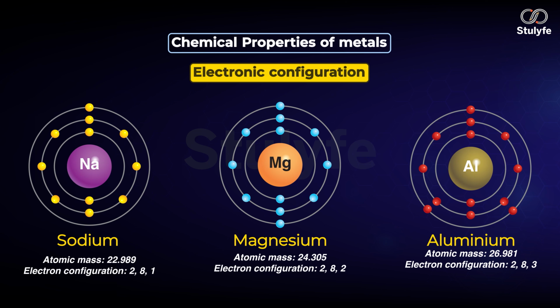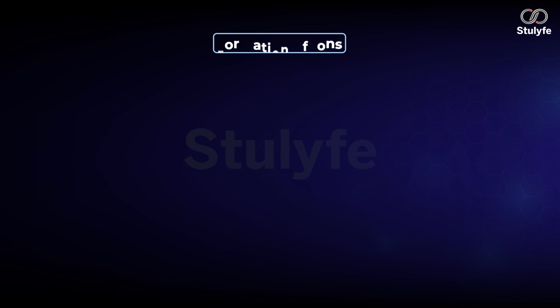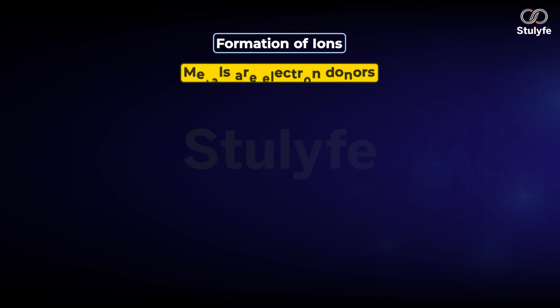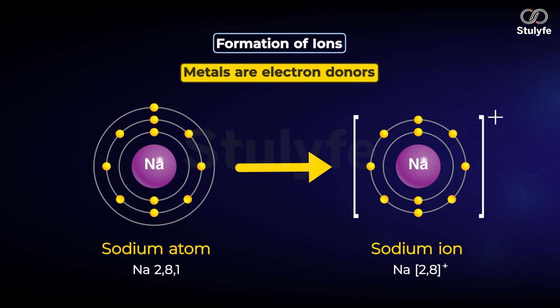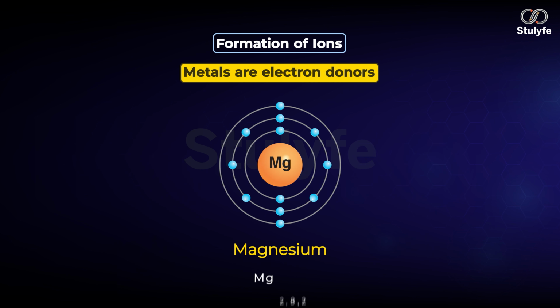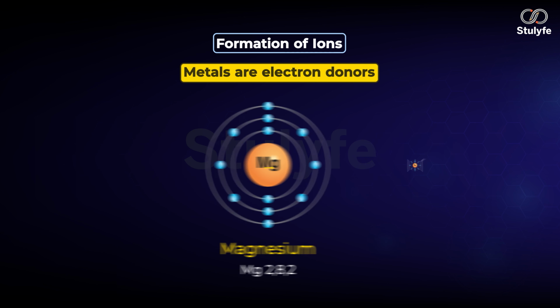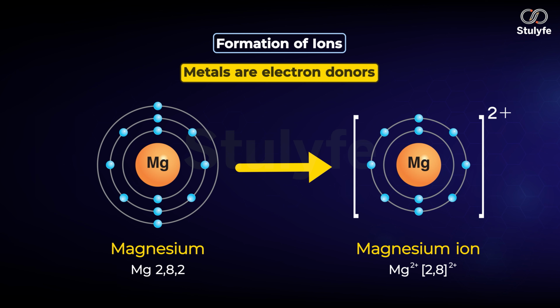And speaking of giving up electrons, that leads us to the formation of ions. Metals are known as electron donors. Means they lose electrons to form positive ions, also known as cations. For instance, sodium in our table salt loses 1 electron and forms a sodium ion. Also, magnesium, which loses 2 electrons to form magnesium ions.